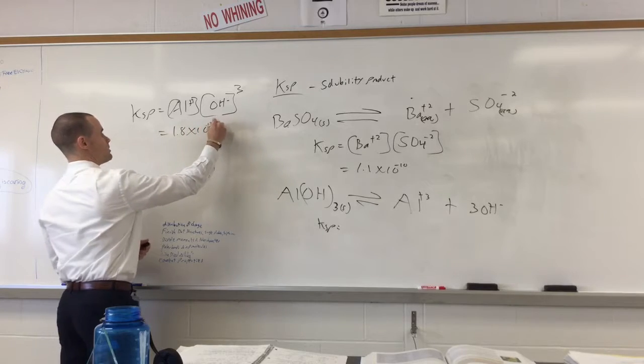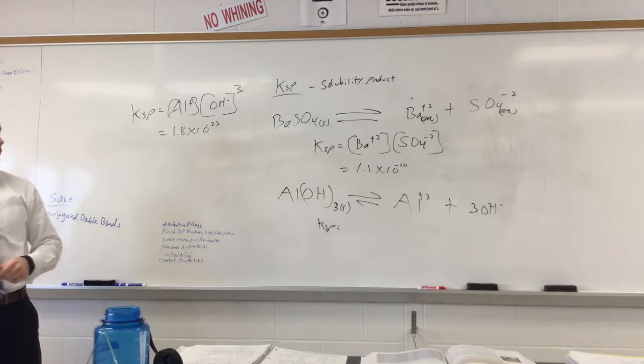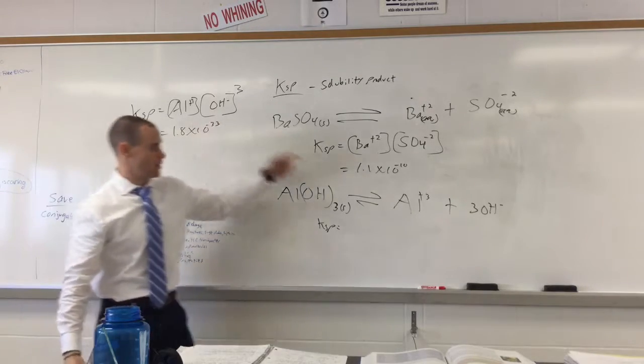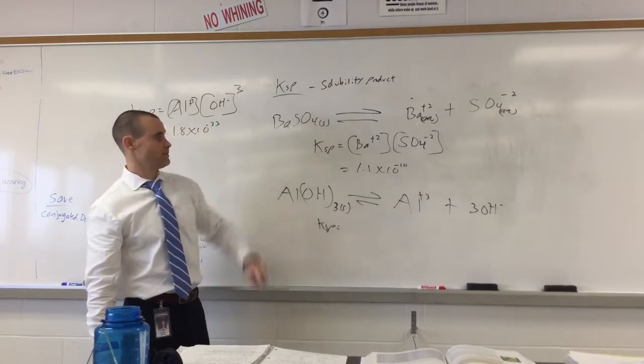So which one is more soluble in water, barium sulfate or aluminum hydroxide? Barium sulfate's not even close. It's like 23 powers of 10 bigger. All right, so this is way more soluble.